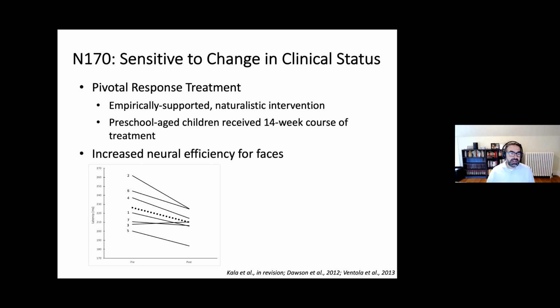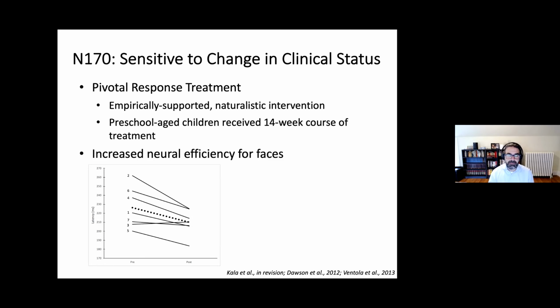So you can see here individual data from 7 kids that participated in this study. This is the before N170, this is the after treatment N170, and you can see that every child except for child number 3 is getting faster. Their N170 is getting faster as they get better in treatment. And I'm not going to show you the behavioral data, but all the children did get better during treatment. And so that's exciting to us.